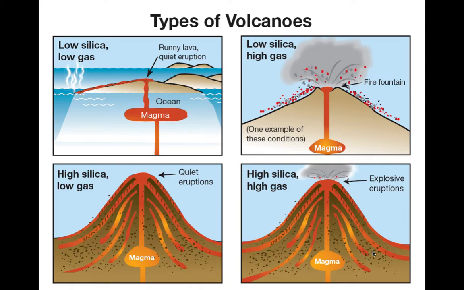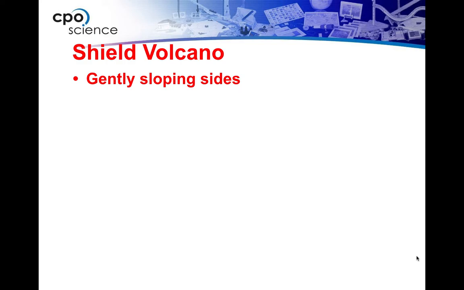So our different types of volcanoes come from different types of magma. Depending upon silica content and depending upon gas content is how we get these different types of volcanoes. So we have three major types of volcanoes on Earth. Our first ones are called shield volcanoes.